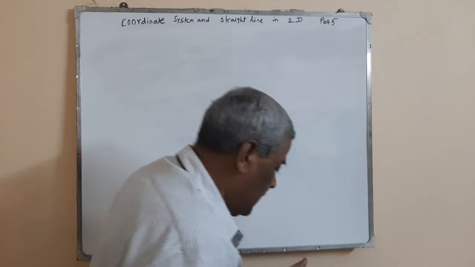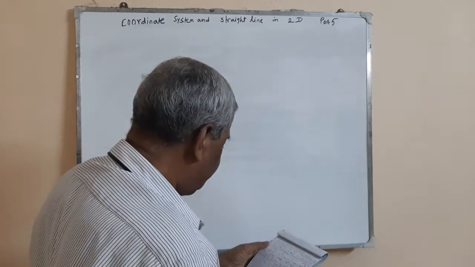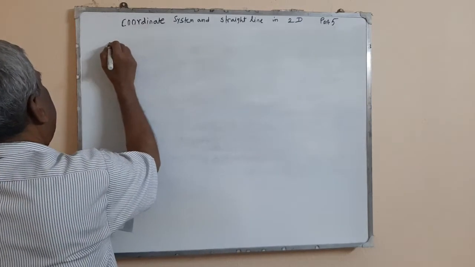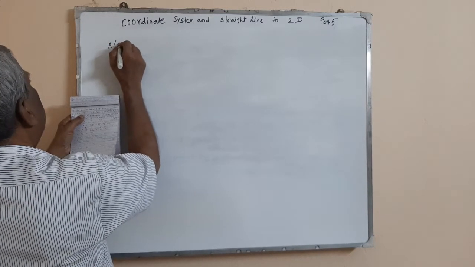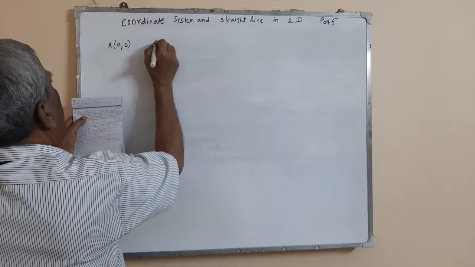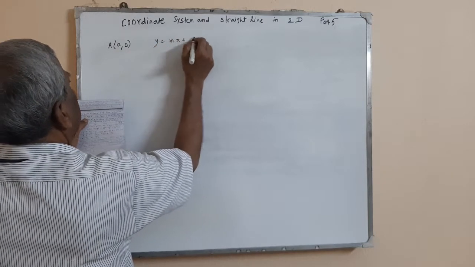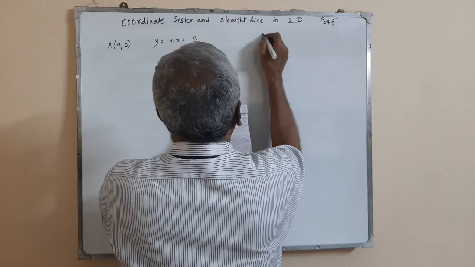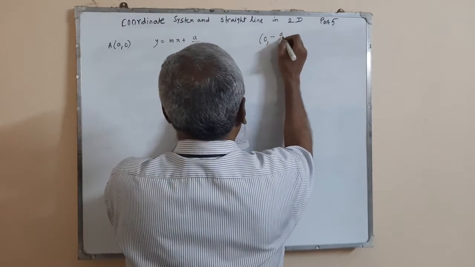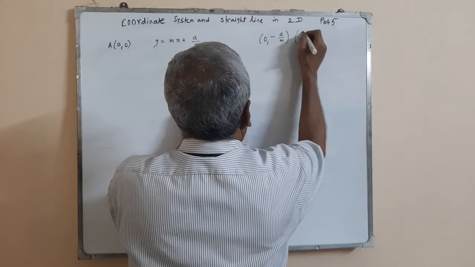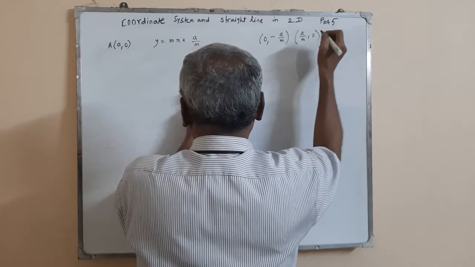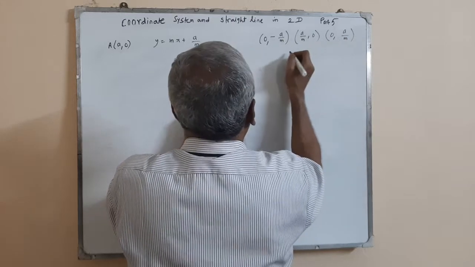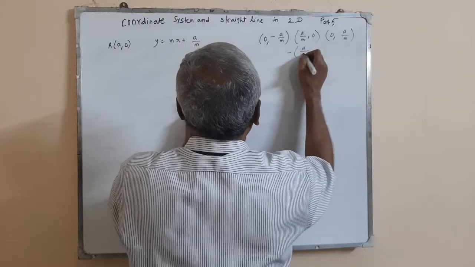Let us take the first problem. The coordinate of foot of perpendicular from A (a, 0) to the straight line y = mx + a/m is, options: (0, -a/m), 0, (0, a/m), and (-a/m, 0).